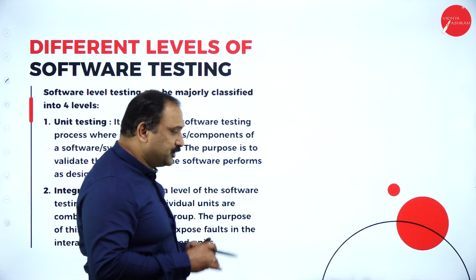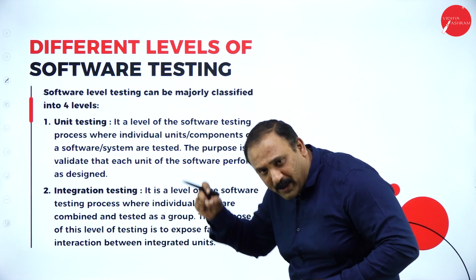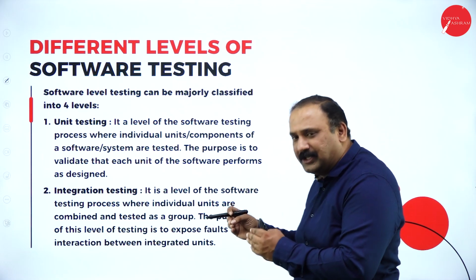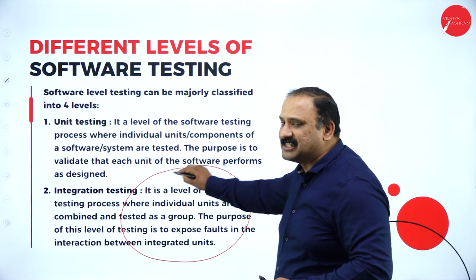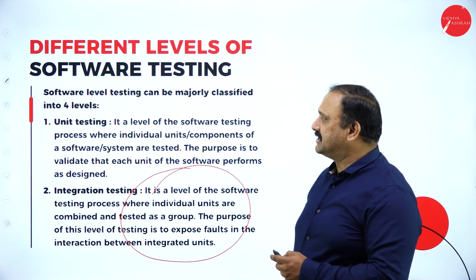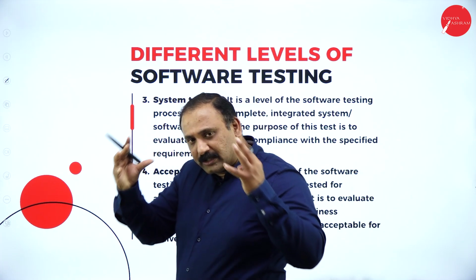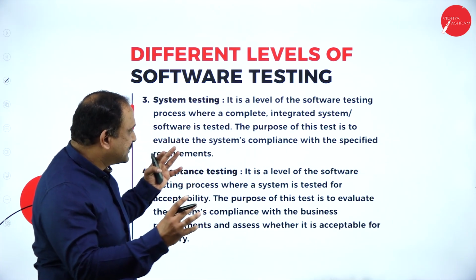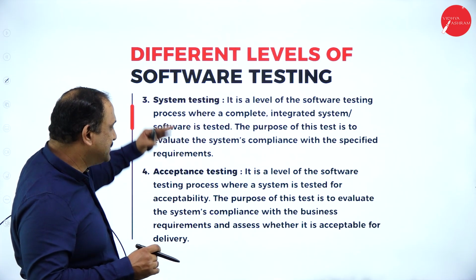Now followed by which, the unit level testing, where you test at the lowest level possible, starting from one unit. Then you start integrating the units and they are tested in the form of a group. That's what we call integration testing. Followed by which, system testing, where you take all the groups together, integrate them, and put them as a system all together. Compliance will be checked against specific requirements.